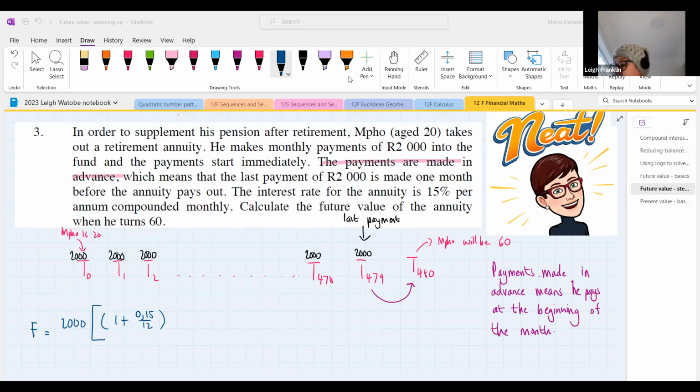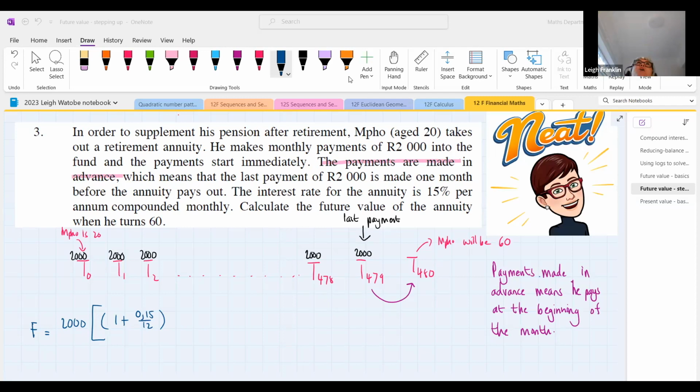Ma'am, could you please explain the payment? Can I please just describe my understanding of it first? Of course, go for it. So he goes and pays up to T480 in a normal circumstance, but because he makes the payment immediately, we add 1. But because he made the payments in advance, we still subtract 1.